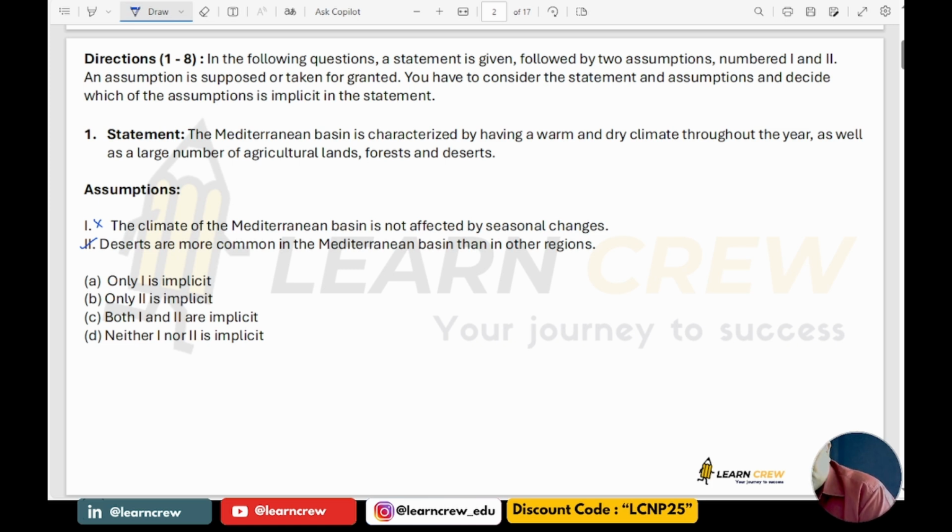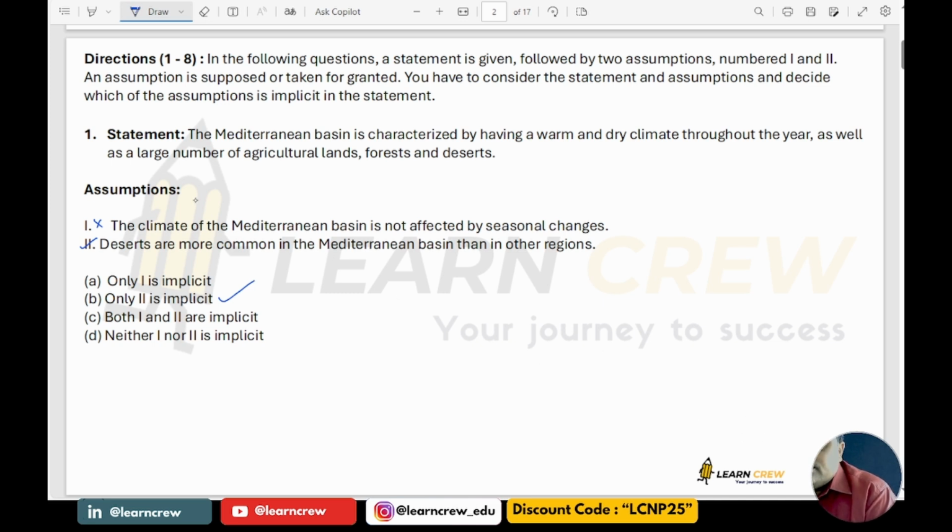On the other hand, the statement does not provide any specific information about the absence of seasonal changes in the climate of the Mediterranean basin. It is well known that the Mediterranean basin region experiences mild winters and hot summers, which means that the climate is affected by seasonal changes. Therefore, assumption 1 is not implicit in the statement. I will go with only 2. Only 2. So, the answer is option B.